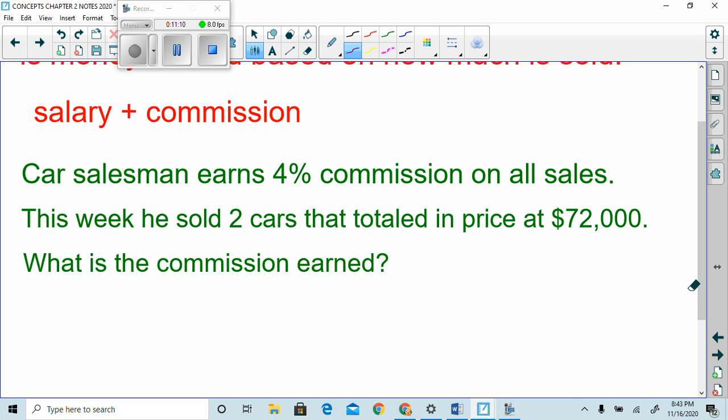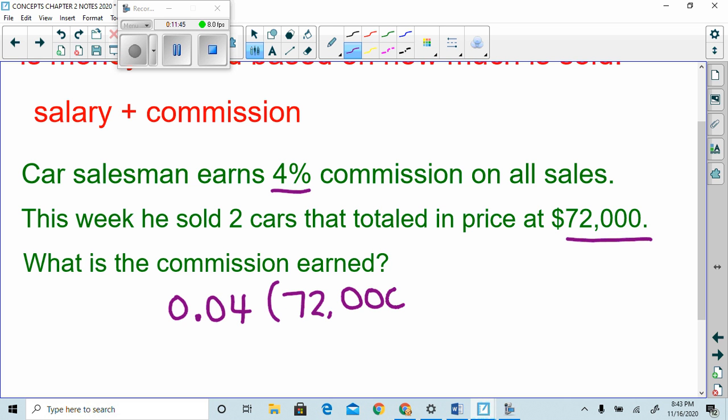Well, a car salesman earns 4% commission on all sales. This week they sold two cars, so this is important, 4%. The total amount of the two cars was $72,000. What's the commission earned? Again, I could, if I wanted to, set up a proportion, but these types of problems are easier to set up as an equation. We'll have that percent as a decimal again, and we're going to multiply that times the amount of sales.